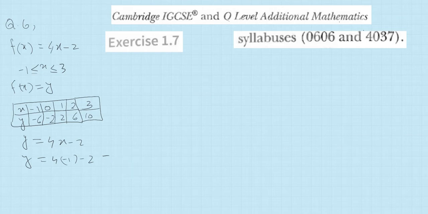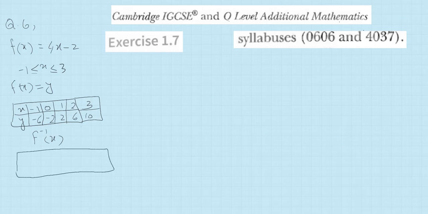I am erasing this. So this is the table of function f(x). Now I am going to make the table of f inverse x. Again, make the box. This is x, this is y.